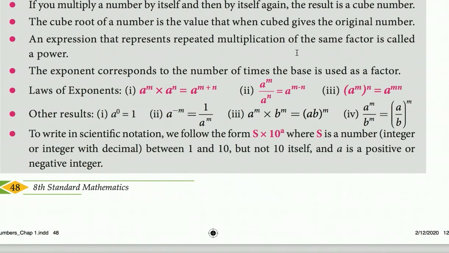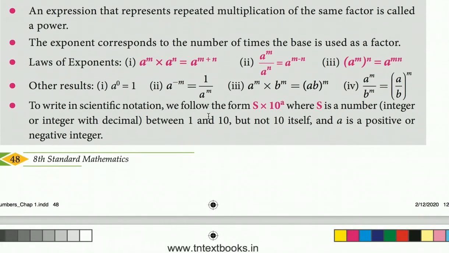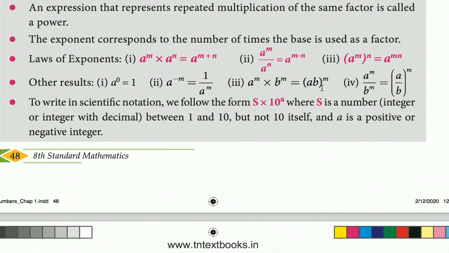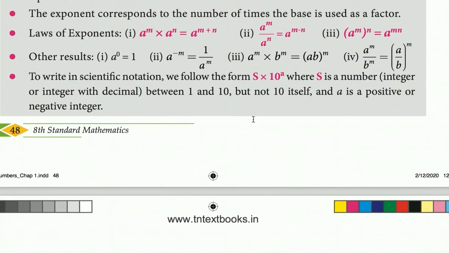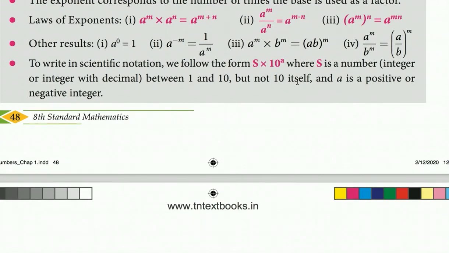An expression that represents repeated multiplication of the same factor is called a power. The exponent corresponds to the number of times the base is used as a factor. Laws of exponents: a power m into a power n is a power m plus n, a power m by a power n is a power m minus n, a power m whole power n is a power mn, a power 0 is 1, a power minus m is 1 by a power m, a power m into b power m is ab whole power m, a power m by b power m is a by b whole power m.